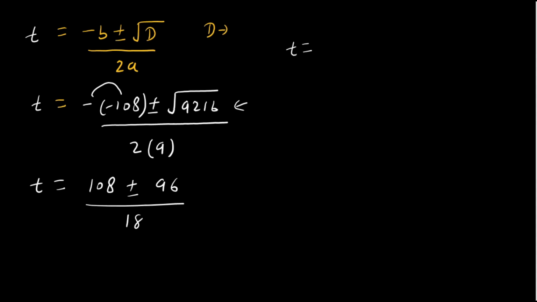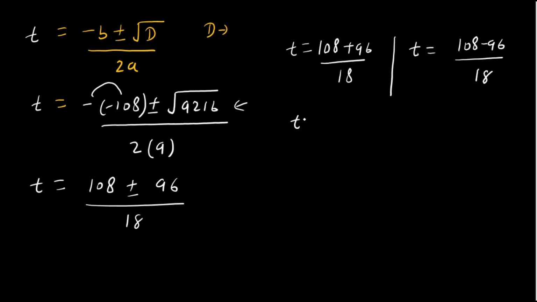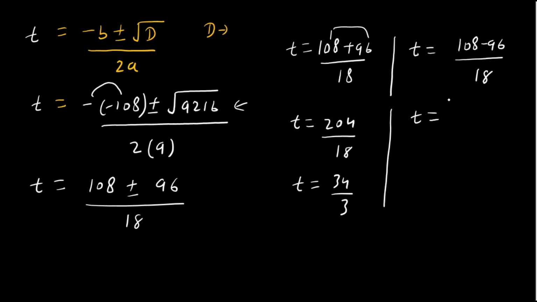Here are two values of t. If we take the positive sign, then t equals (108 + 96) divided by 18, and if we take the negative sign, then t equals (108 − 96) divided by 18. Then t equals 108 + 96, that is 204, divided by 18. Here the value of t is 34 divided by 3, and here t equals 108 − 96, that is 12, divided by 18, and then 12 divided by 18 is the same as 2 divided by 3.